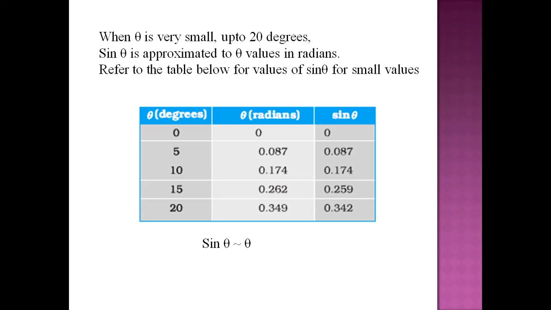So that approximation is shown here. When theta is very small, up to 20 degrees, sin theta can be approximated to theta, which is its value in radians. So look at the different angles of theta: 0, 5, 10, 15, 20. The value in radians for 5 degrees will be 0.087, and the sin theta value from the tables will also be 0.087. So the theta radian value and sin theta values are more or less the same. So we can make an approximation of sin theta to theta.